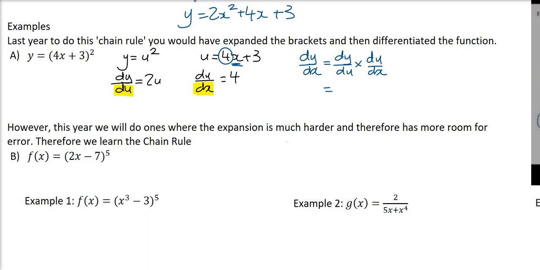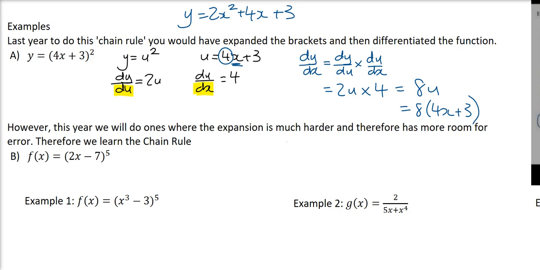So this just becomes 2u times 4, which is 8u, isn't it? But what's u? So dy by dx is 8 lots of 4x plus 3. Happy with that? There's your answer. And some of you will do this enough that you can sort of see where the 8(4x plus 3) comes from. We'll get there eventually, but not at the moment.